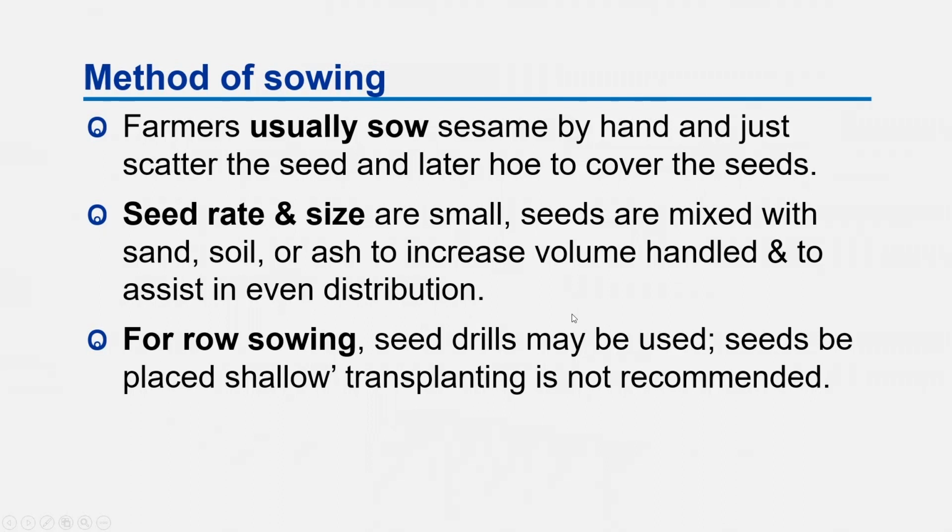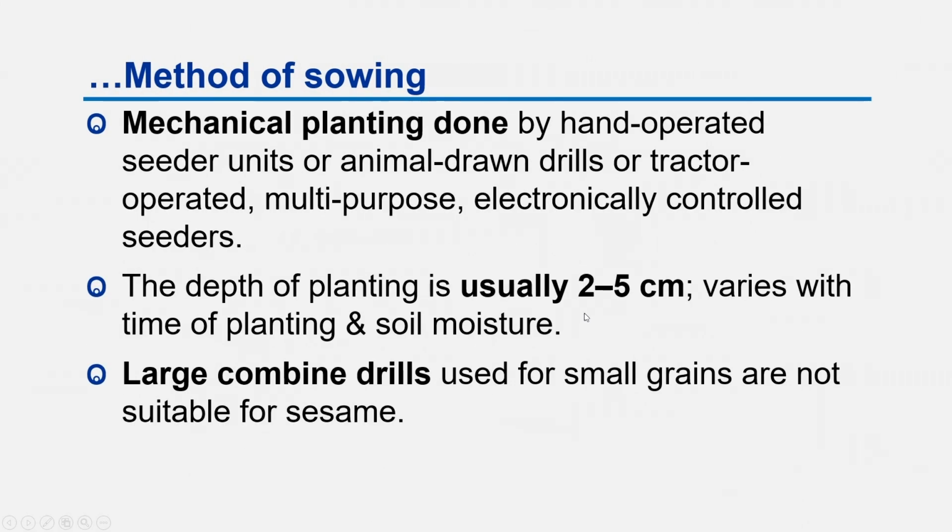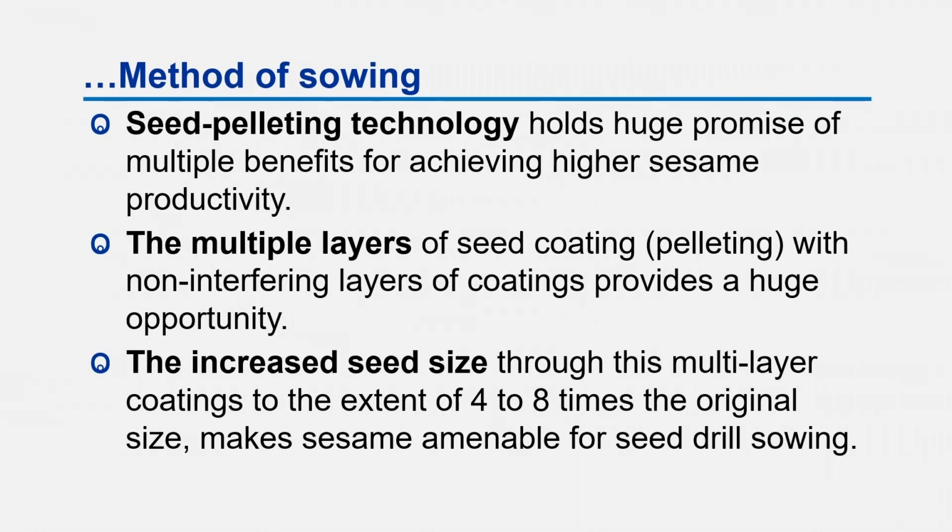For row sowing, seed drills may be used. Seeds may be placed shallow. Transplanting is not recommended. Mechanical planting is done by hand-operated seeder units or animal-drawn drills, or tractor-operated multi-purpose electronically controlled seeders are also available. Sowing can be done in lines or rows. The depth of planting is usually 2 to 5 centimeter, and varies with time of planting and soil moisture in the case of sesame. Large combined drills used for small grains are not suitable for sesame.